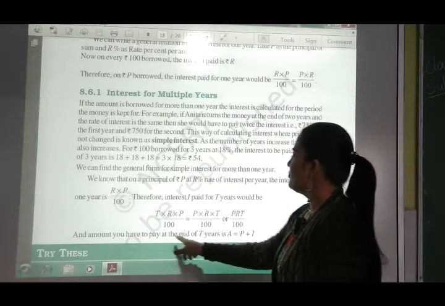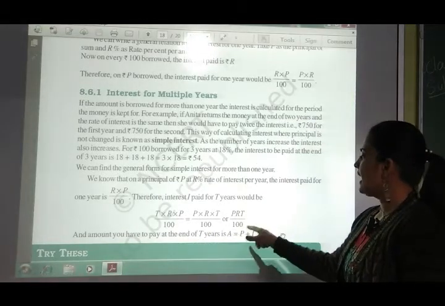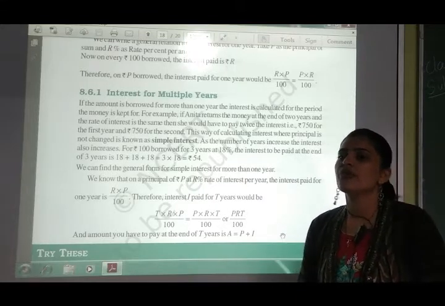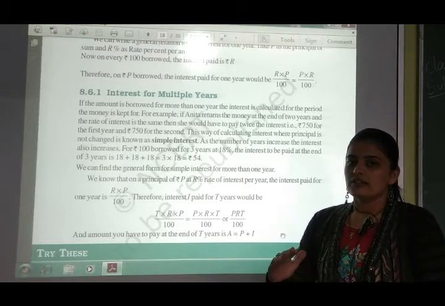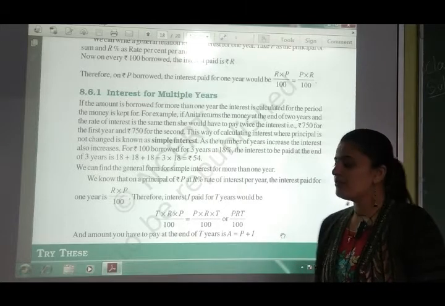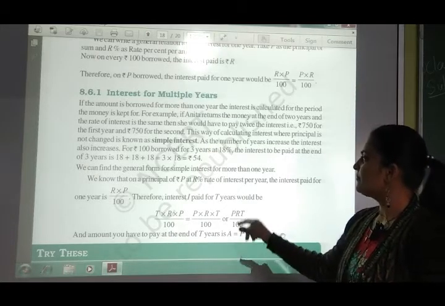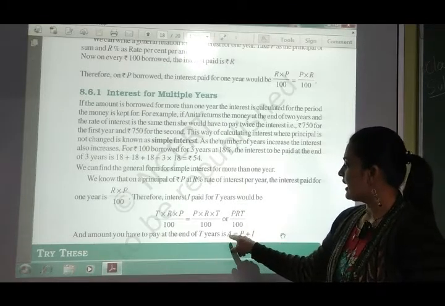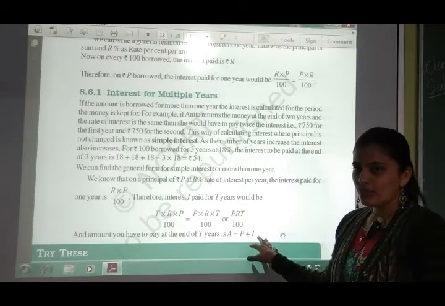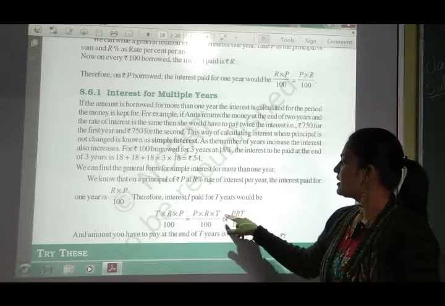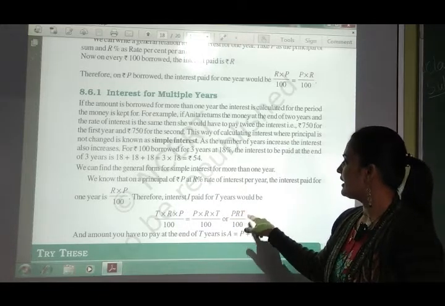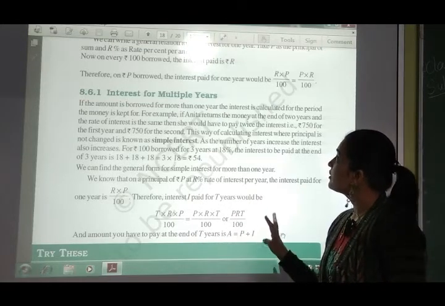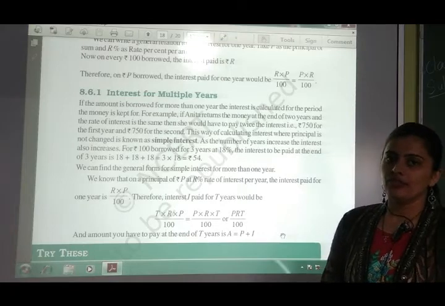And the amount you have to pay at the end of T years is A equal to P plus I. At the end, you want to find out how much amount you have to pay. Suppose it is 3 years, then you have to add the principal plus the interest. So this formula, A equal to P plus I, is important. This formula, simple interest equal to PRT upon 100, is also important. So 3 or 4 formulas we have done over here.